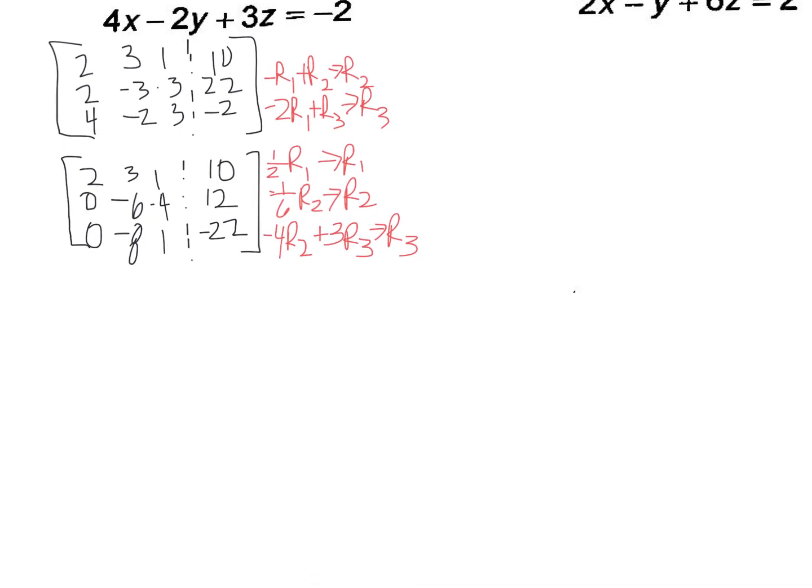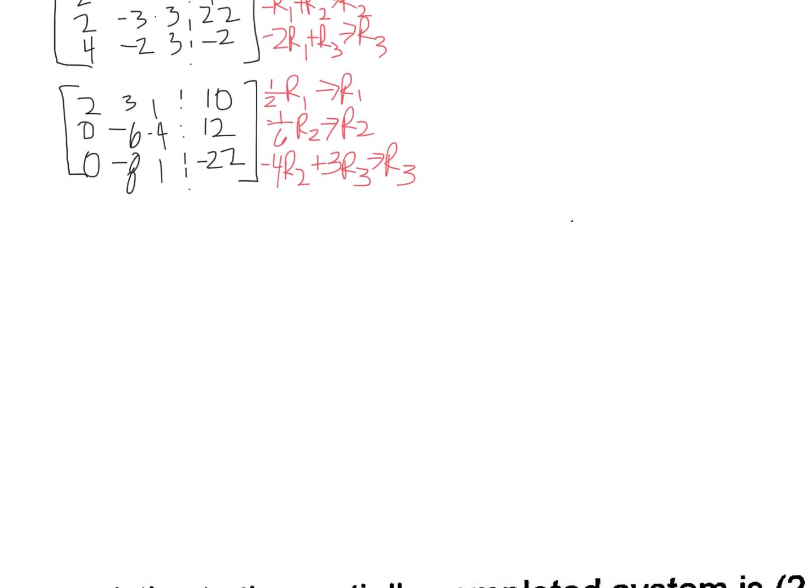So writing out the next line. Half of the first, so 1, 3 over 2, 1/2, and then 10 divided by 2 would give us 5. 0, negative 1/6, that would give us a 1 there. Negative 1/6 times negative 4 would be positive 2/3, and then 12 times negative 1/6 is negative 2.